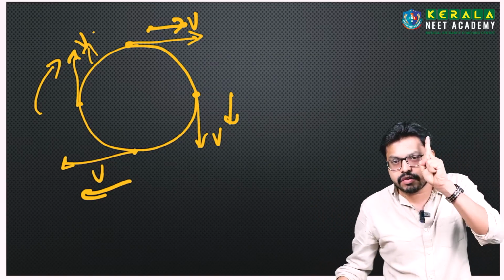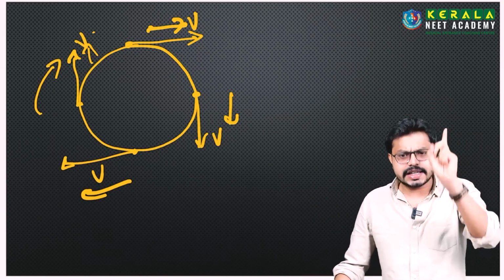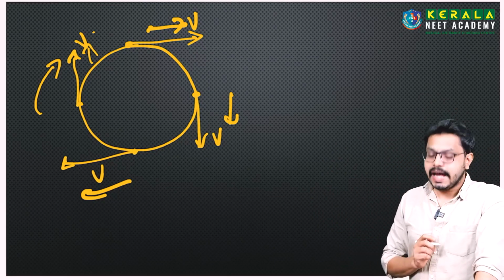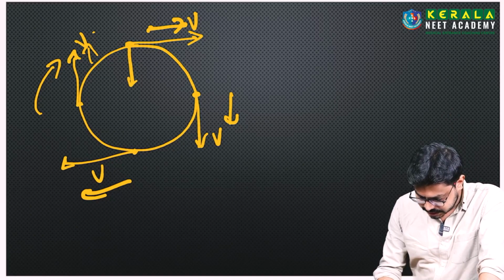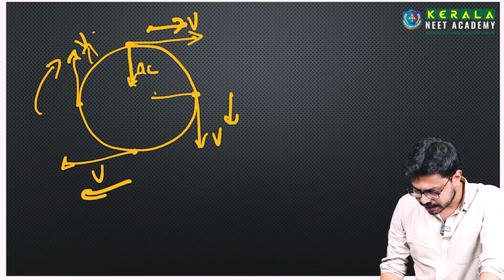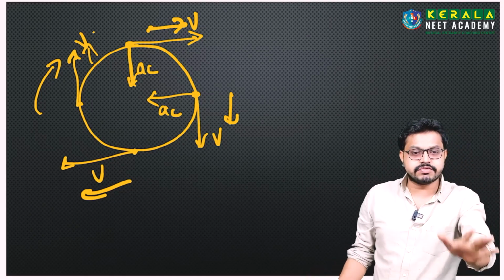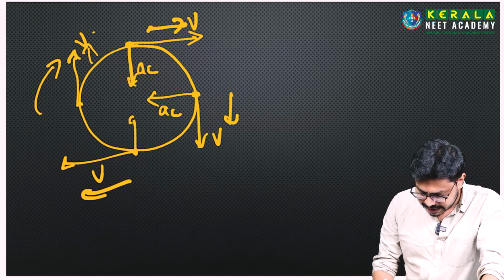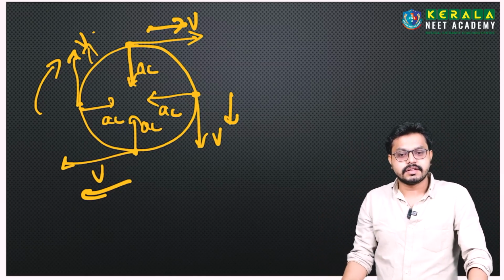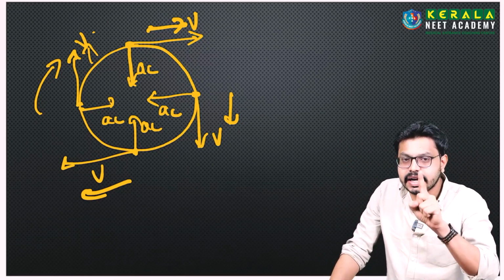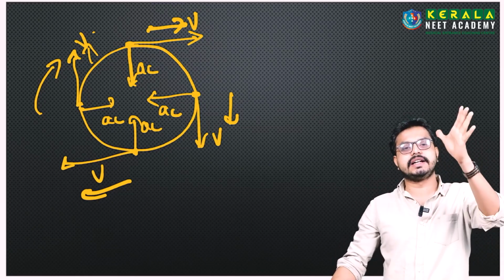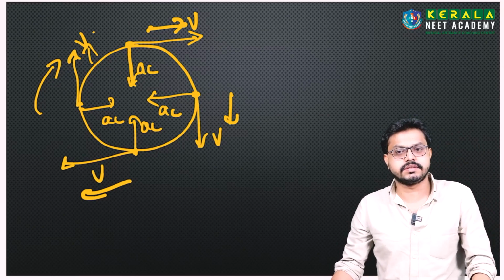What is the reason for the change in direction of velocity? The centripetal acceleration. The direction change is due to centripetal acceleration. At this point, what is the direction of centripetal acceleration? Downward. From here, if you mark AC, the direction is towards the left. From here, upward. From here, rightward. Clear? So the direction of centripetal acceleration is not constant, but it is always acting towards the center.